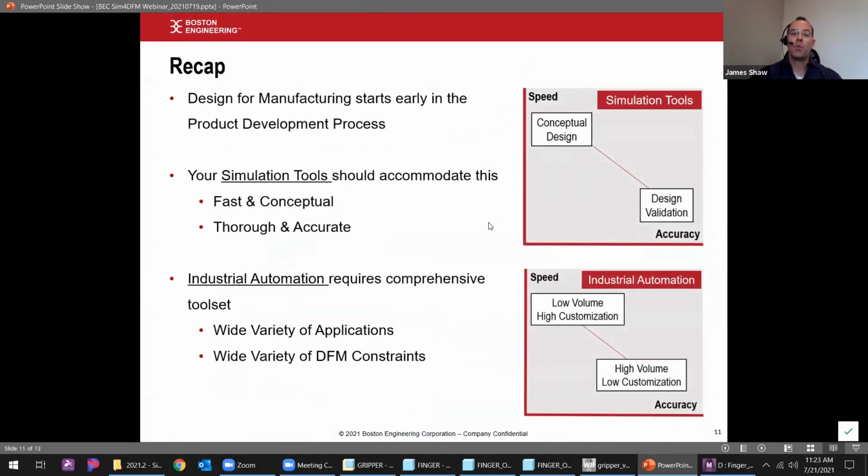So to recap, DFM done properly is something that we think about starting off at the first step. Project kickoff: what are we thinking? What are the constraints that we could anticipate downstream? What volumes, what processes, what materials, and how can we use simulation to make those decisions as opposed to making them qualitatively? We have a set of tools. We showed a set today where we can do either a quick conceptual or a more thorough design validation analysis.